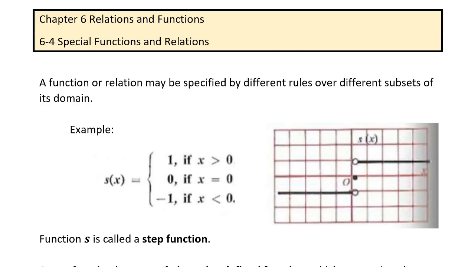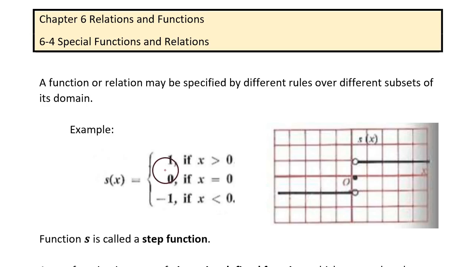This video is for section 6-4, Special Functions and Relations. A function or relation may be specified by different rules over different subsets of its domain. Take a look at this example. We have function s, and here's its rule.